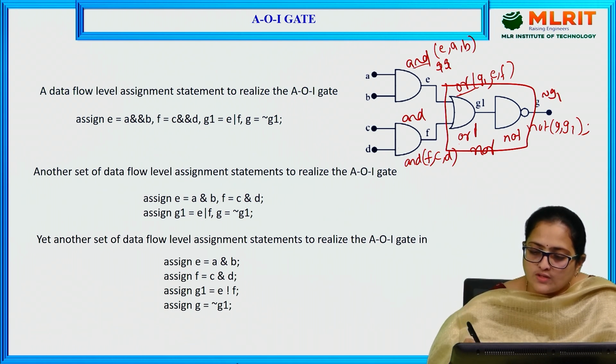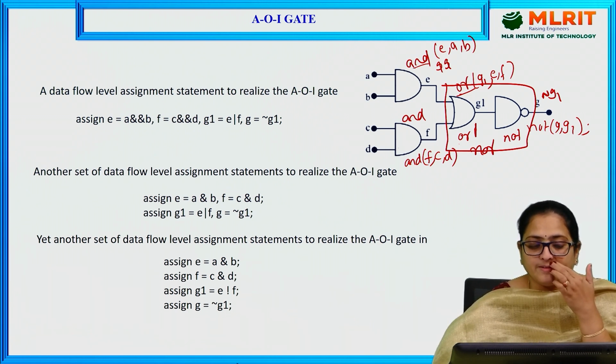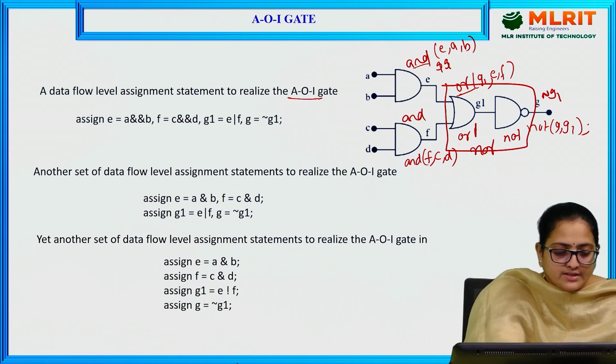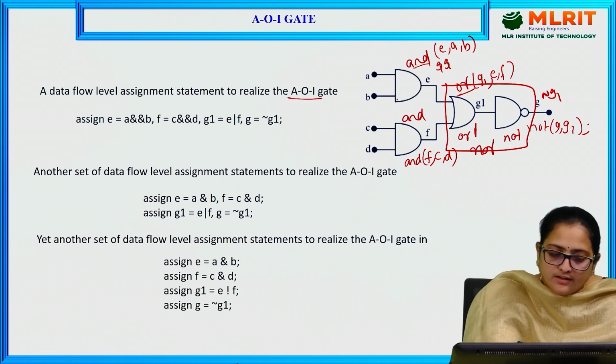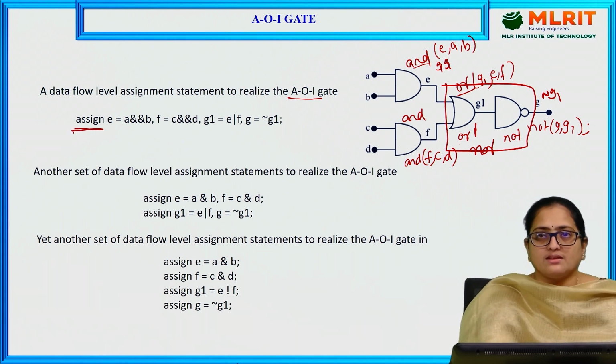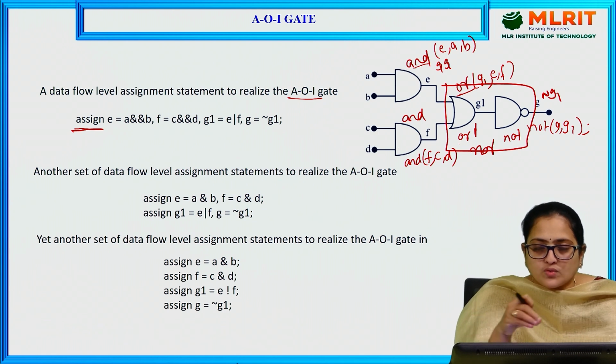So you can use this operator to perform a NOT operation. Here, you can see a data flow level assignment statement to realize an AOI gate. Here this is an AND gate. So I use a keyword called assign. I want to continuously assign the operation which has been done at particular points to some variables.